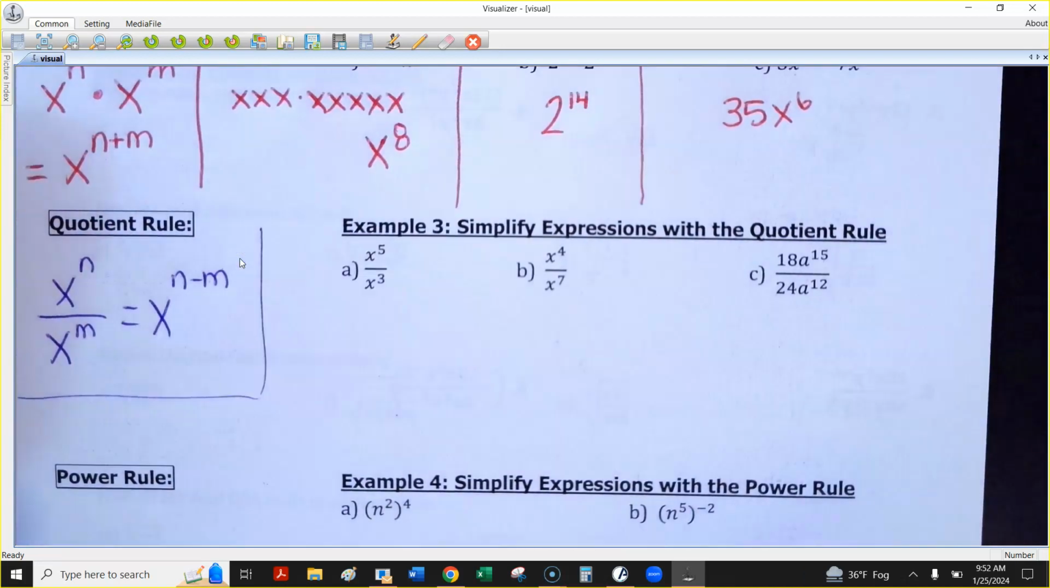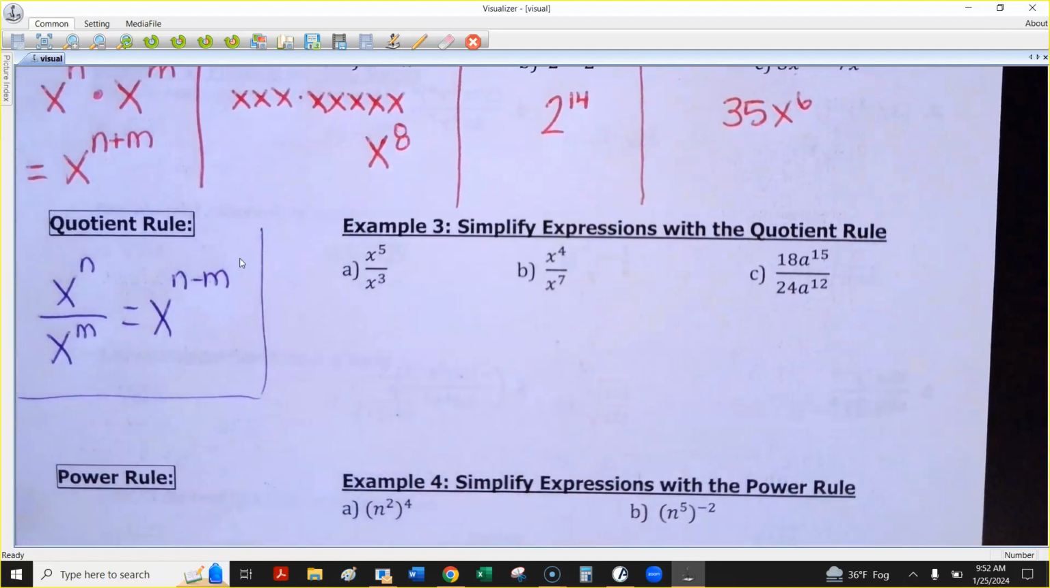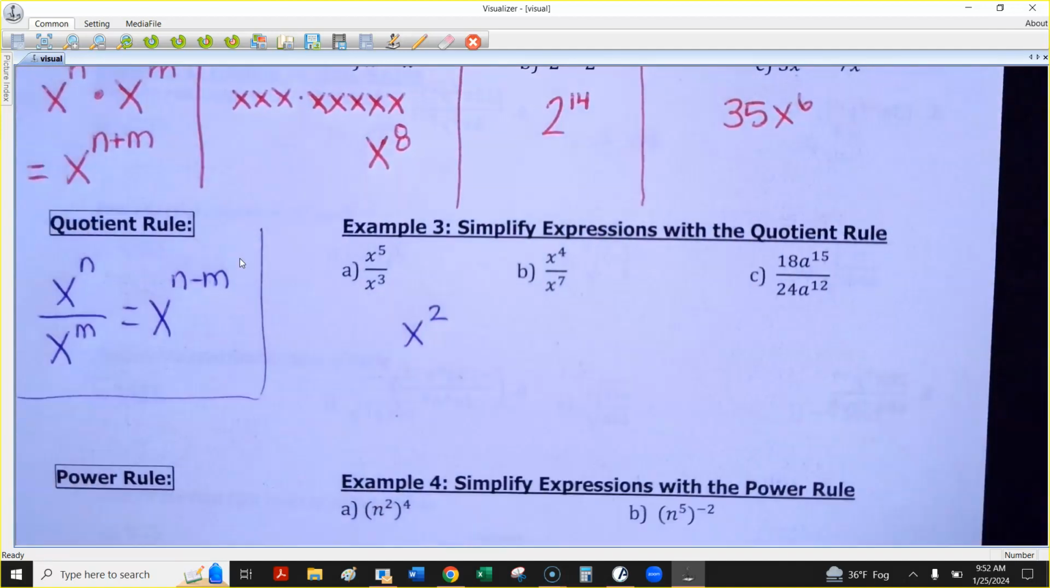All right, so I have a little example here. I have x to the 5th over x to the 3rd. What I would do for this problem is ask, where do I have more x's, the top or the bottom? The top. How many more? Okay, so it's x squared. That's how I do it. There's more in the top, so the fraction's actually going to get canceled out.